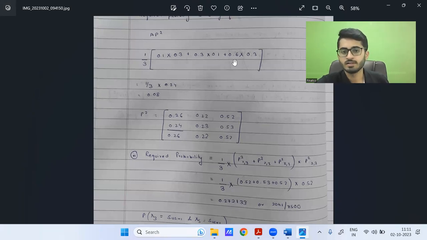Derive is there. You could have explained this in words as well. I have written it like P square, 1 by 3 into P square, and so on.